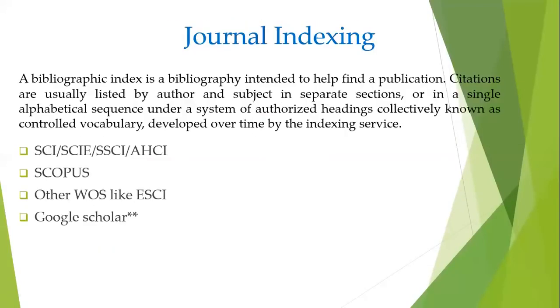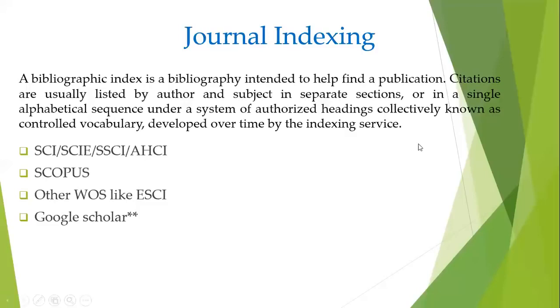So this is the most premier kind of indexing that is out there. For any kind of quality metric, you should always understand that SCI, SCIE, SSCI, and AHCI are considered of equivalent ranking, where SCIE is from science and engineering background, SSCI is from social sciences background, and AHCI is from arts and humanities background. All these three are considered to be of equivalent level in the different fields of study that I have mentioned. One from the science and engineering, the other from the social sciences, and the third one from the arts and humanities.